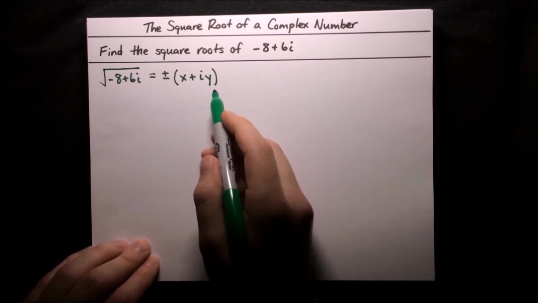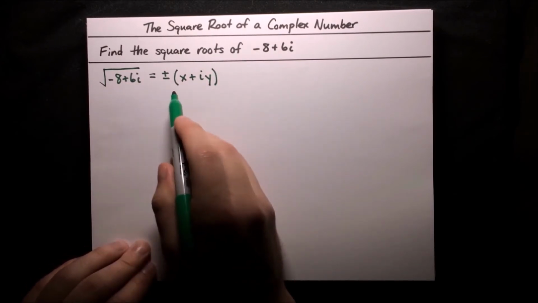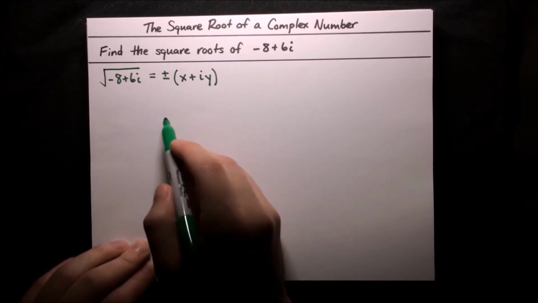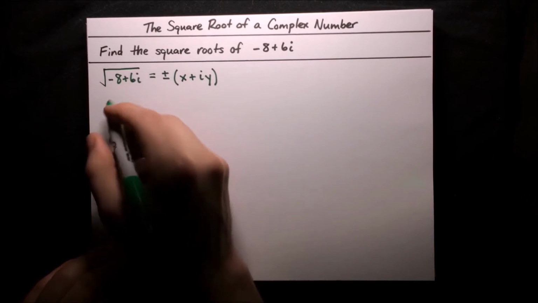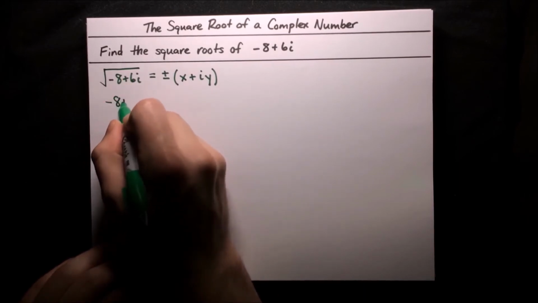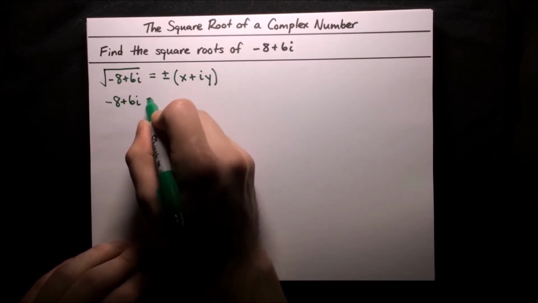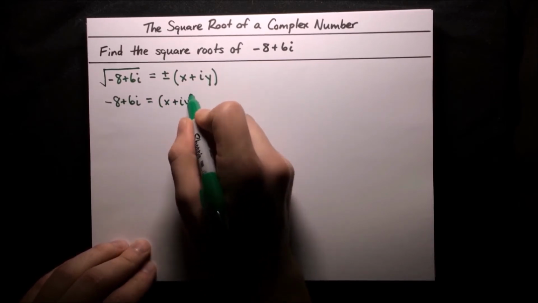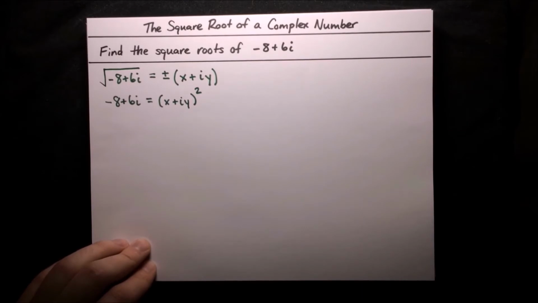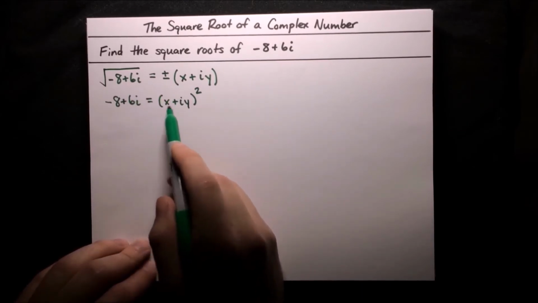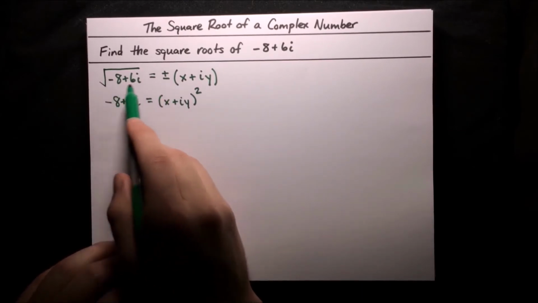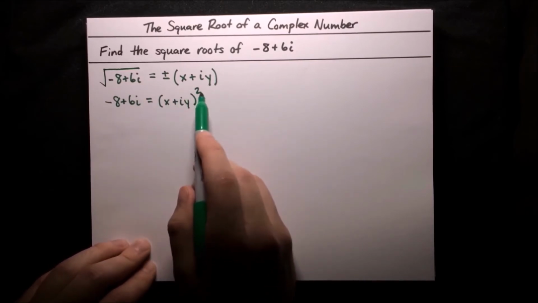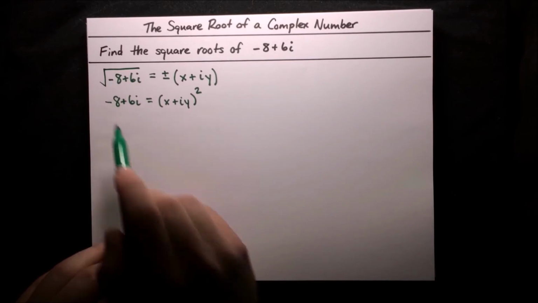Alright, so now let's go ahead and manipulate this equation to figure out what x and y are here. So what if we square both sides of this equation? Then we just get negative 8 plus 6i equals x plus iy squared. The squared cancels out the plus or minus, and this makes perfect sense. If the root of this complex number is that complex number, then the square of that complex number is this complex number inside the root.